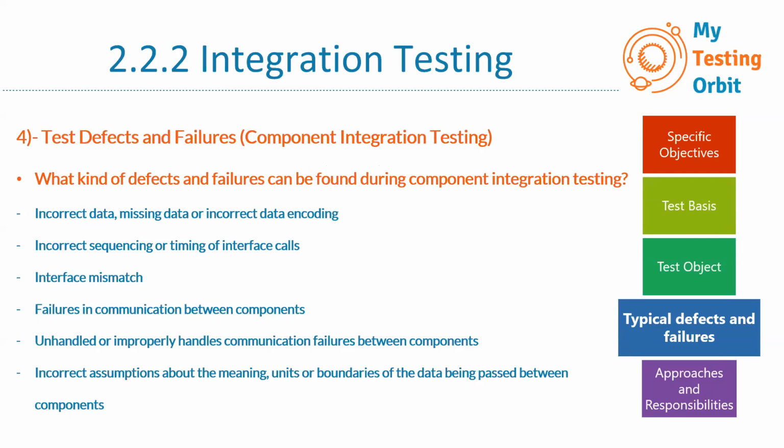Coming to the next point, which is test defects and failures. Just like each test level has different test objectives and test objects, the same applies to the type of defects as well. As integration testing further splits into component integration testing and system integration testing, we'll go through the test defects and failures for both of them separately, and a few of them are the same, so we will see those ones as well.